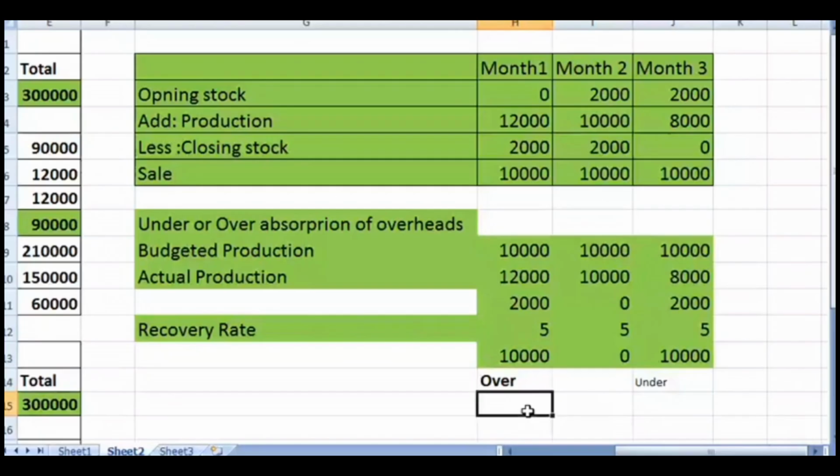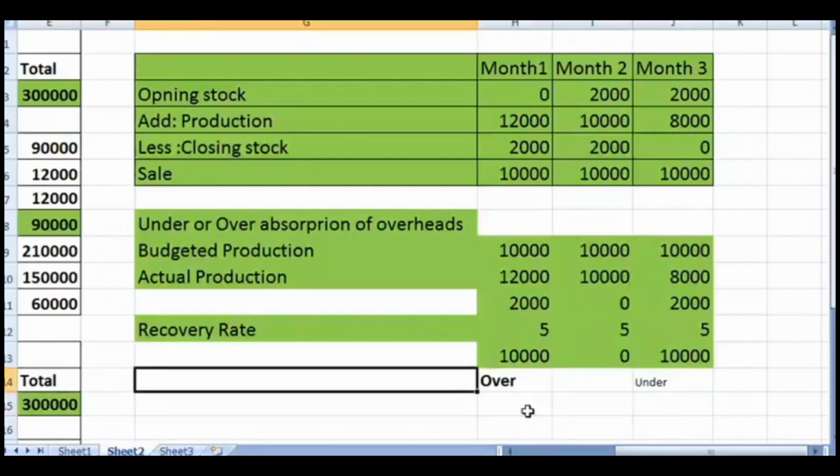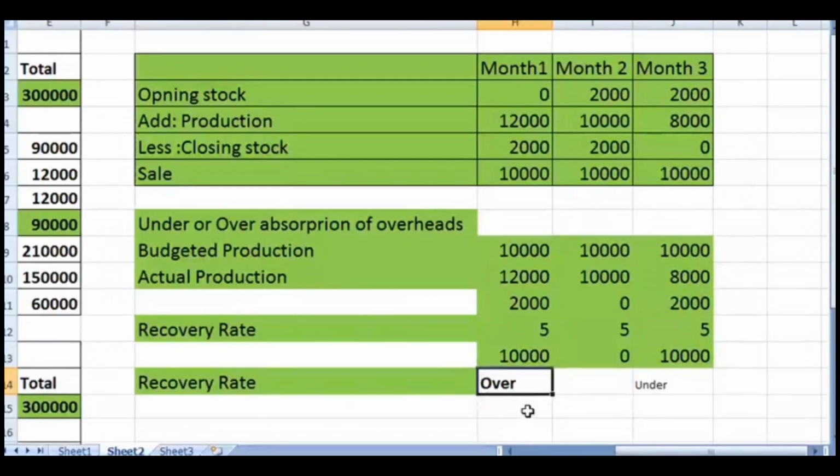Sir, recovery rate is 5 rupees. It is 50,000 divided by 10,000. Your normal budgeted production is 10,000 and your fixed factory overhead is 50,000. So 50,000 divided by 10,000. Now do you understand? Okay. Good.